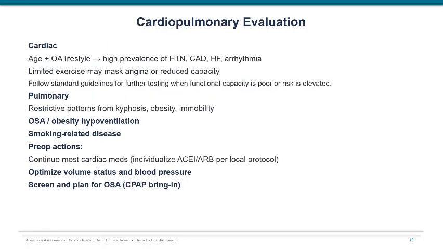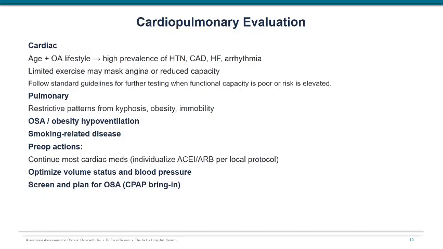Cardiopulmonary evaluation. For cardiac, there is age as well as osteoarthritis-related lifestyle, which we need to assess. That is going to give us the mirror image of their cardiac status. There is high prevalence of hypertension, coronary artery disease, heart failure, and arrhythmias in such patients. Limited exercise, as I have told before, is going to result in masking of the angina and reduced capacity, and the underlying cardiac disease is most of the times masked because of the limited movement and immobilization. So we need to follow the standard guidelines for further testing when functional capacity cannot be evaluated.